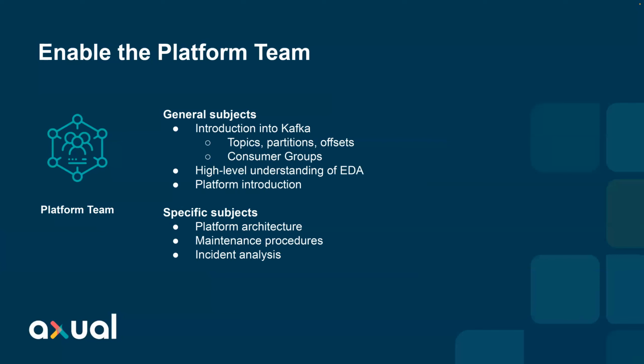Again, these general subjects into Kafka, so how to position Kafka, how to position event-driven architecture, and of course the platform itself. So what does it do? Who are its customers? What do these customers expect of the platform? What is the service level agreement that we internally defined along with the platform? All of these things need to be communicated so that they know what they're up against. And then specific subjects to make sure that they grasp the maintenance.